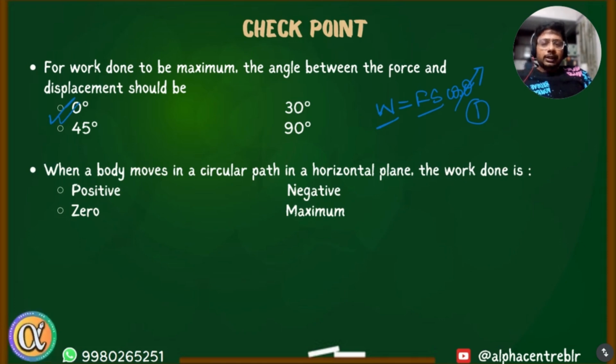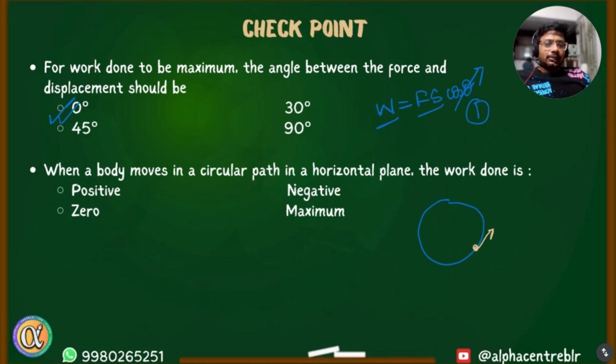When a body moves in a circular path in a horizontal plane, work done is? 0. Can you explain why? Because the displacement will be 0, so there's no work done. Okay, I'm interested in more answers. When a body is moving in a circular path in a horizontal plane, work done is 0. The answer is correct, there is no doubt about that. 0 is correct, but I'm interested in more explanation.